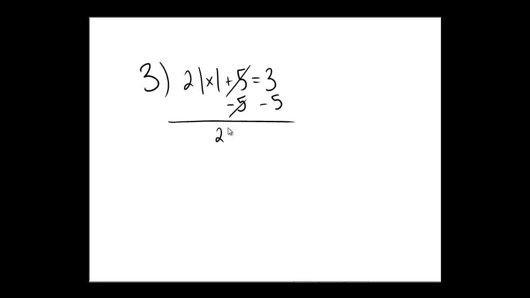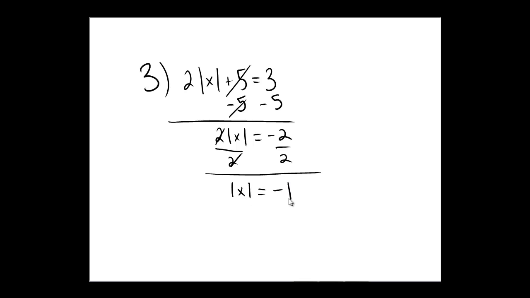to give us 2 times absolute value of x equals 3 minus 5, which is negative 2. Then we have a second step to the equation, which would be dividing by 2 on both sides. Cancellation. Absolute value of x equals negative 1.